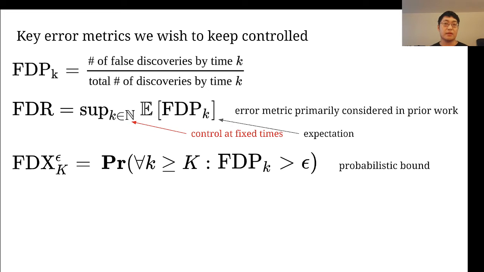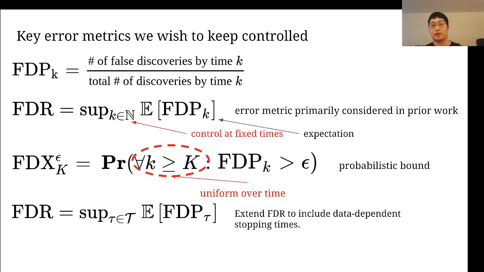Instead, we thought we might be interested in the tail of the FDP, so maybe we're looking at a probabilistic bound. So we look at a metric called the FDX, or false discovery exceedance, where we look at the probability that the false discovery proportion exceeds some threshold. A key difference between this and FDR is that we're looking at a time-uniform bound. So the probability at any time step after some specific time step, or random time, large K, that our false discovery proportion exceeds this threshold epsilon.